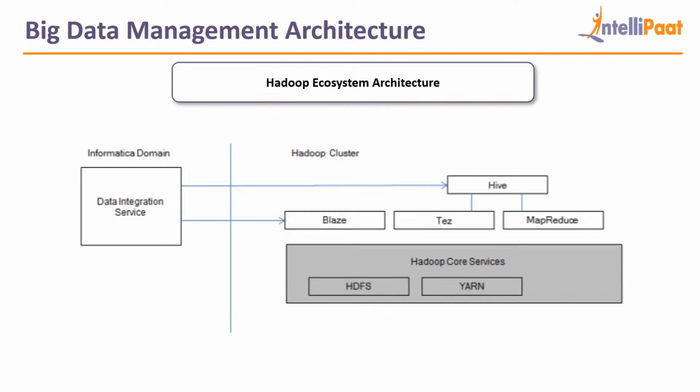Whenever the DIS is trying to use the Hive engine, it has 2 other engines available: Tez and MapReduce. The Tez engine and MapReduce engine can be chosen, and they can run the profiling or the mapping on these engines. Also, Blaze is connected to the Informatica cluster. Blaze is a specific Informatica engine which is available, and you can run your mappings on the Blaze engine as well.